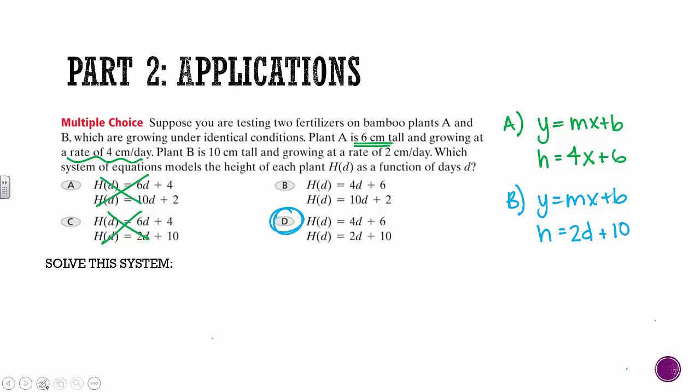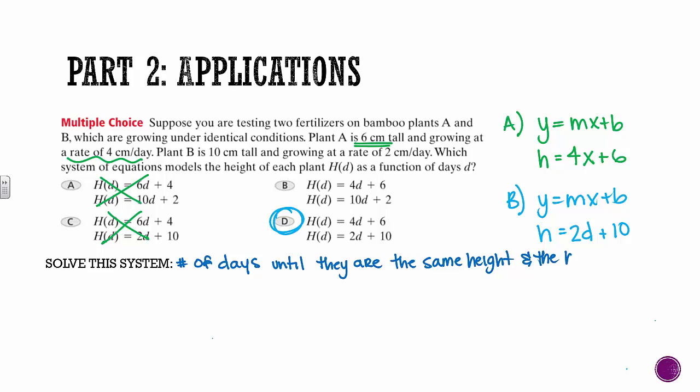Now if I wanted to solve this, what I would be finding is the number of days until they are the same height. And the height they would be. So this solution means something. Up until this point, none of our solutions have ever meant anything. They've just been numbers that we could check. But in this, they are actually going to represent something.